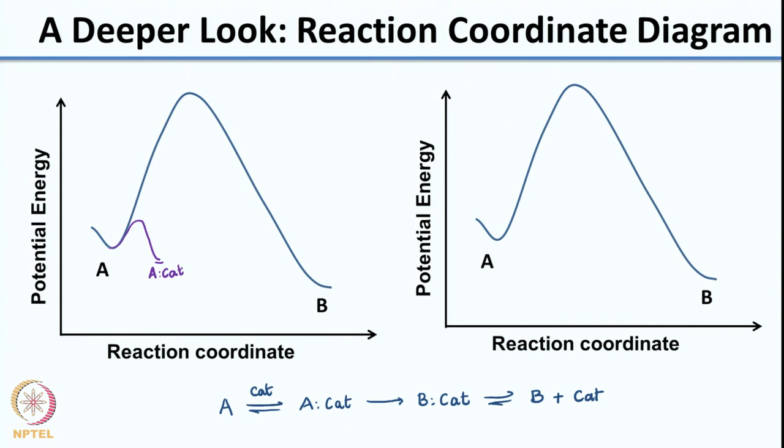Now, say it does not have a great affinity to the transition state. It just stabilizes the reactant. Now, what happens? The activation energy for formation of B will still be very high. Let's call this B.